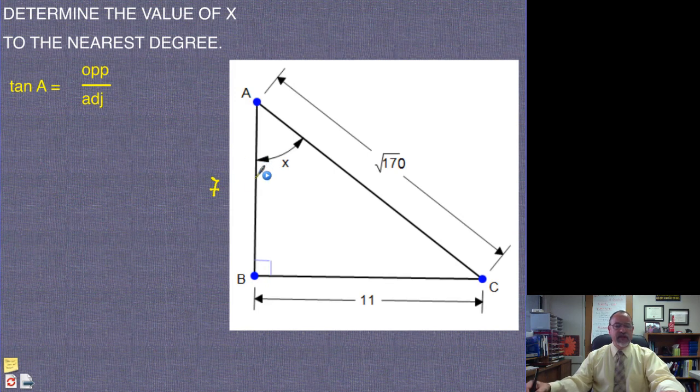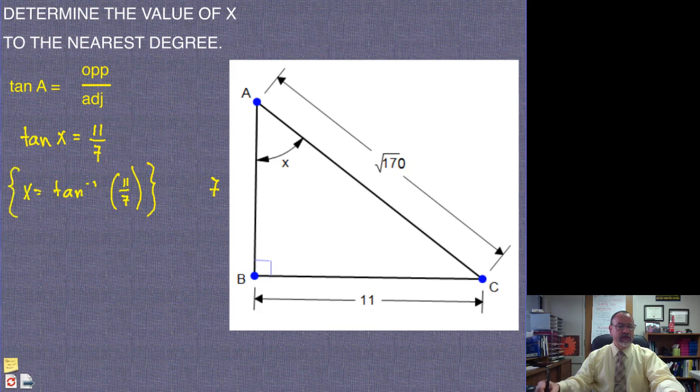Now that I have the adjacent side, I can use my tangent ratio. So the tangent of the angle, which again is unknown, is equal to the opposite side 11 over the adjacent side 7, which I calculated with the Pythagorean theorem. Solving for x, I need to use the inverse tangent function, so this would be the inverse tangent of 11 over 7. This again would be my exact answer. I'm solved for x. I would then use my calculator to get the estimated answer. I'm rounding to the nearest degree, so I only go to the tenths place, which tells me the 7 needs to round up, so this is about a 58-degree angle.